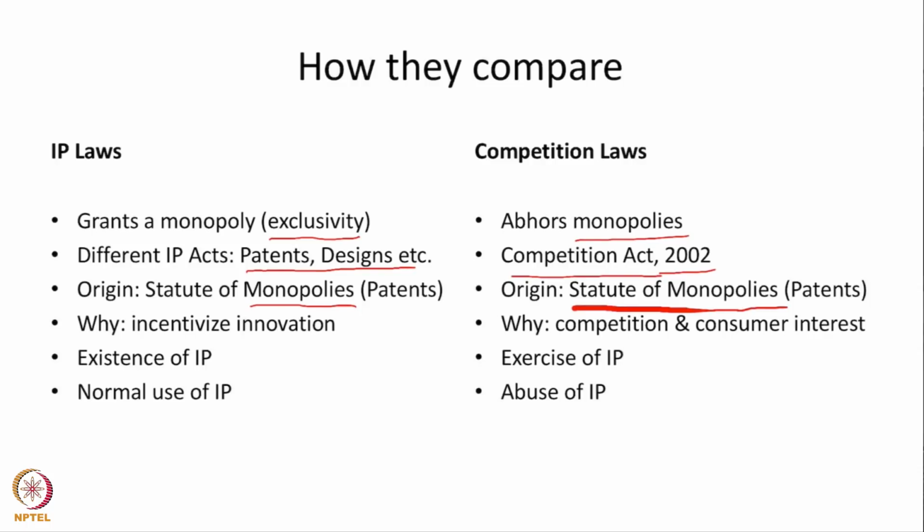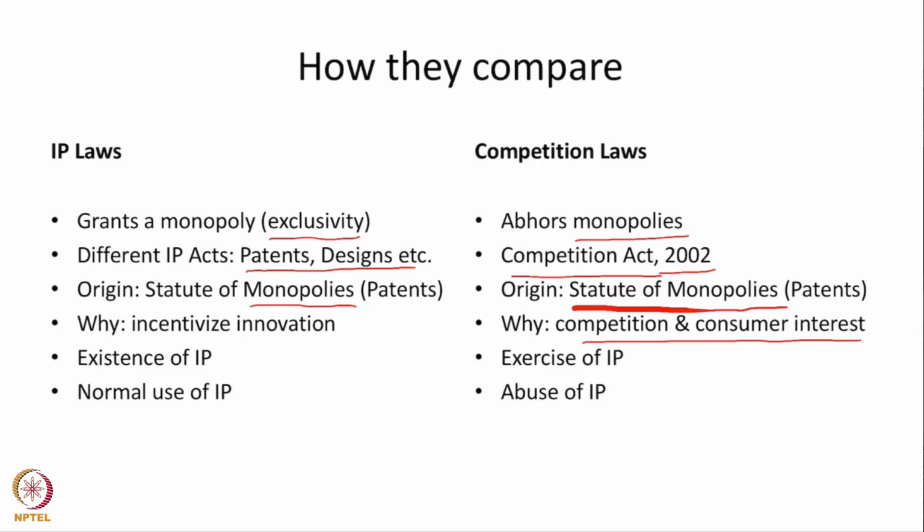Now, why do IP laws exist? The objective of IP laws is to incentivize innovation and creativity, whereas the objective of competition laws is to promote competition and consumer interest or welfare. So we understand that now there is an overlap. Both the laws are in operation in parallel. They protect products and services in the market. They are used in the business. One promotes innovation and creativity. The other ensures that there is competition and there is benefit for the end user or the customer.